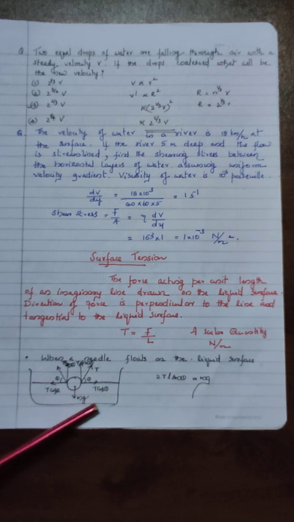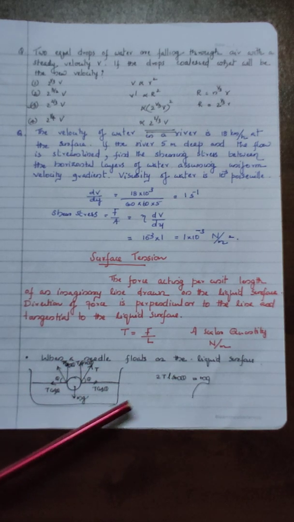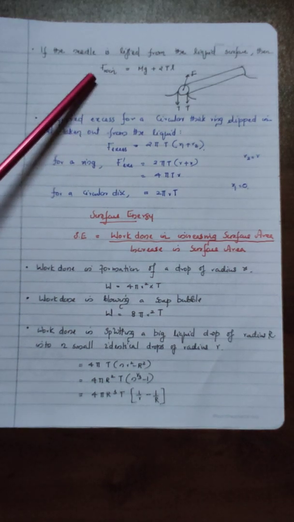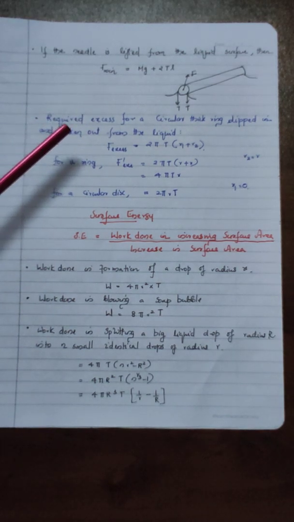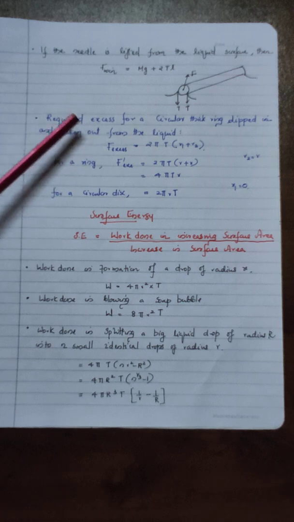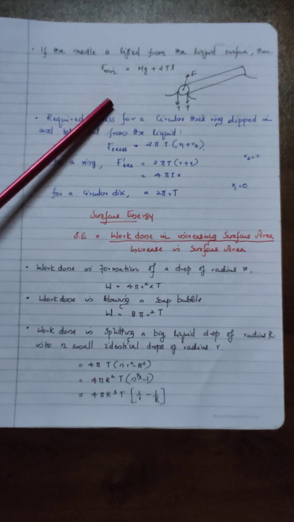Look at some problematic situations. When a needle floats on the liquid surface, keep in mind that surface tension can be split into two components, and the horizontal components cancel, and hence the weight is balanced by 2TL sine theta. So it is a very important concept. And similarly some other situations. If the needle is lifted from the liquid surface, what is the minimum force needed? Mg plus, we have to overcome the force due to the surface tension. Here the two surfaces are involved, and hence we have to write 2TL.